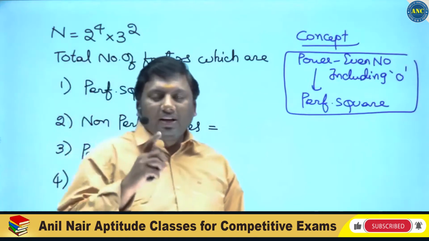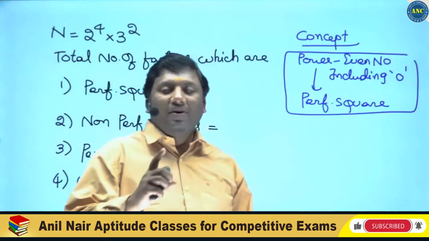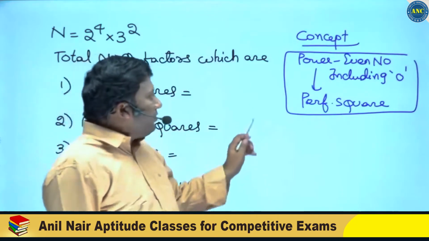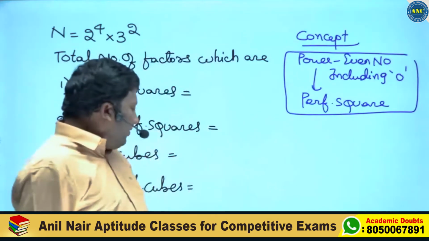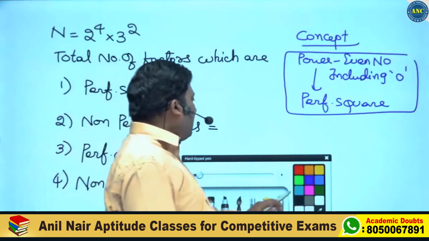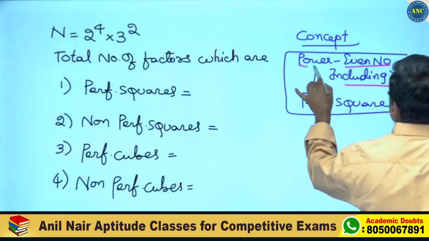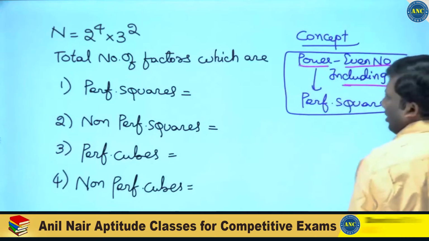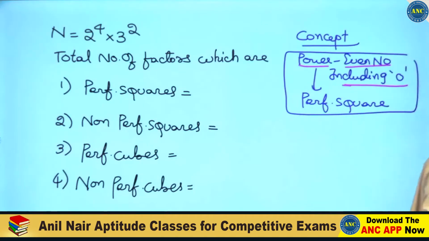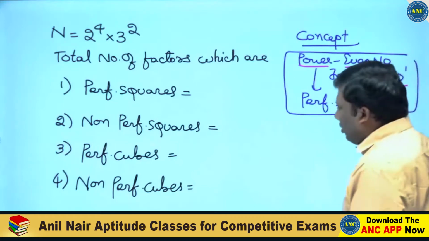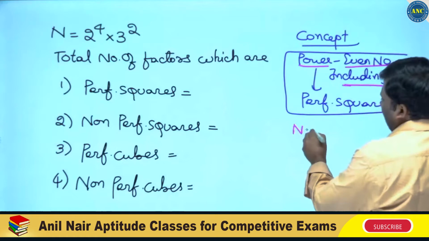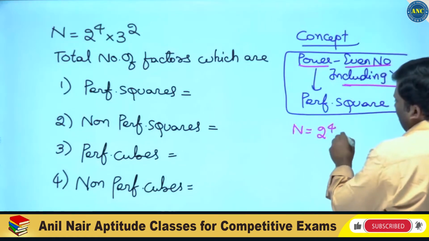If you can write a number where the power is an even number, including 0, then the number is a perfect square. Power should be an even number, including 0. Once you understand this concept, then you can solve this problem very, very easily. N equivalent to 2 power 4 into 3 square.